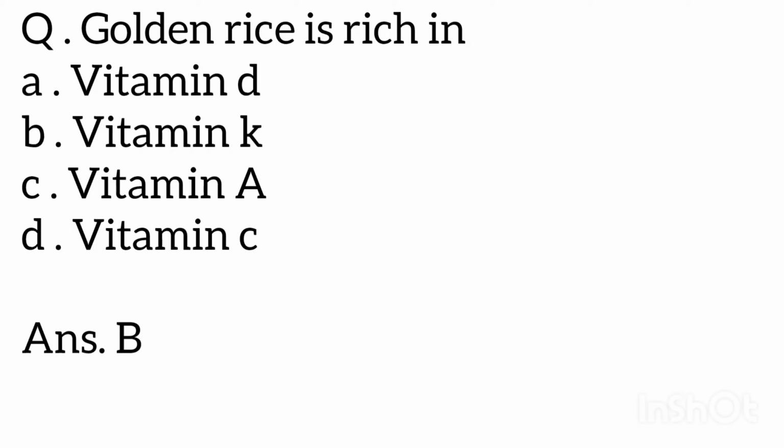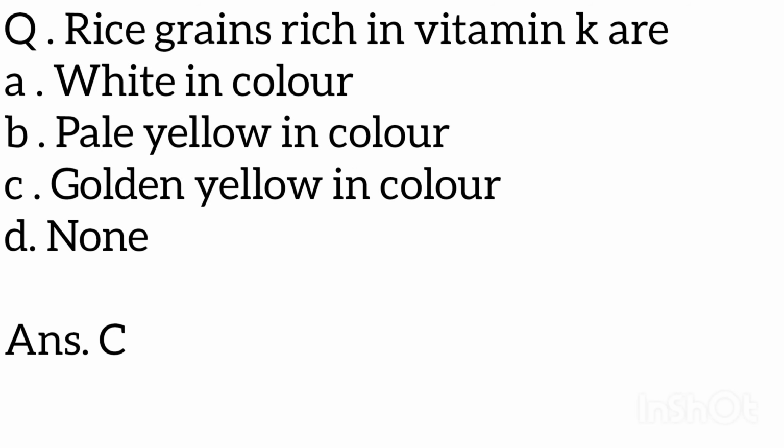Next question, golden rice is rich in option A, vitamin D, option B, vitamin K, option C, vitamin A, option D, vitamin C. So the answer of this question is option B, vitamin K. Next question, rice grain rich in vitamin K is option A, white in color, option B, pale yellow in color, option C, golden yellow in color, option D, none. So the answer is C, golden yellow in color.